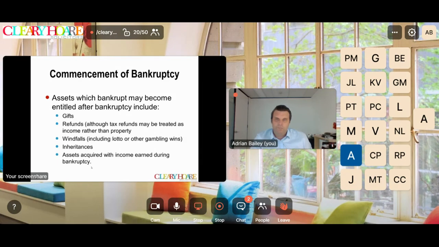So one of the main things there, when you think about it, is obviously things like inheritances. We don't want family members to die at any time usually, but we want to make sure that if that occurs and we're bankrupt, those assets are not going to us, because if they do, they're going to go to the trustee in bankruptcy.